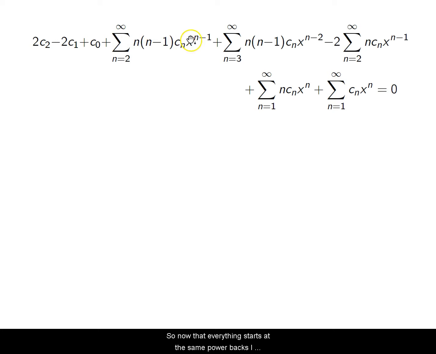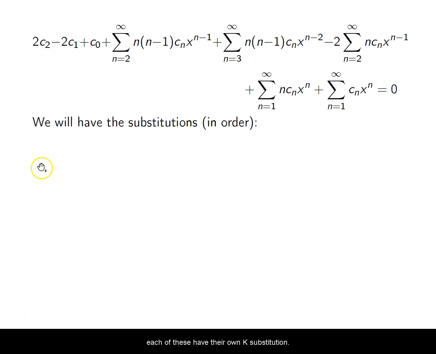So now that everything starts at the same power of x, I need to get the starting indices to match up. So again, what we do is we make a k substitution. Each of these gets its own k sub. The k subs do not come from here. The k subs come from the power on x, because all of these are going to end up being x to the k, x to the k, x to the k, x to the k, x to the k. So this is one k sub. This is the next k sub, the next k sub, the next k sub. Each of these has its own k substitution.